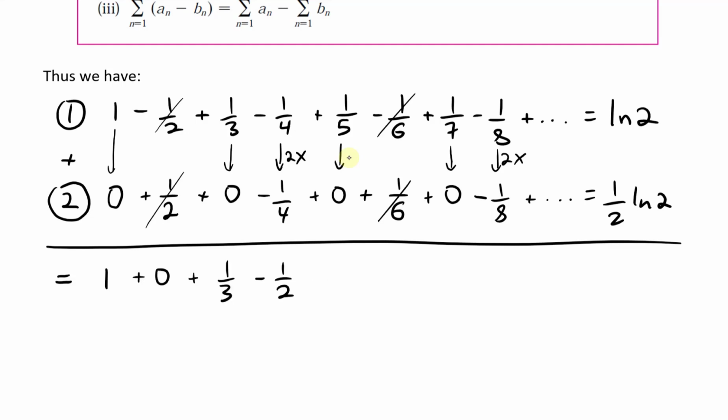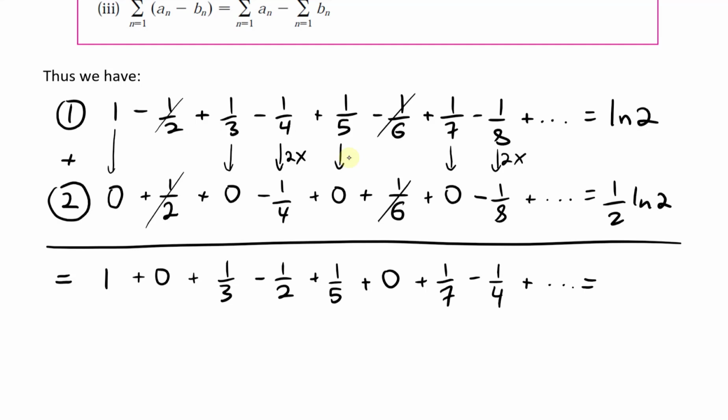Or better yet, I'll just put this all in order. So this is going to be 1 plus 0. Then here's going to be 1/3. This is going to be negative 1/2. Now we're going to have a plus 1/5 right here. This cancels, so we're going to get a 0. This right here is going to become a 1/7. And then this right here times 2. So 1/8 times 2 is going to be 2/8 or 1/4. So minus 1/4, like that, and so on. And this goes plus dot dot dot.